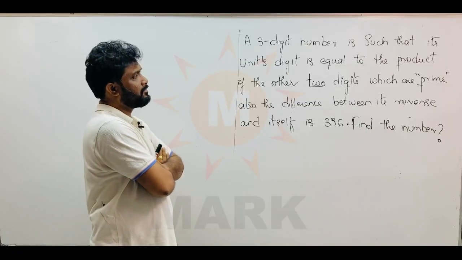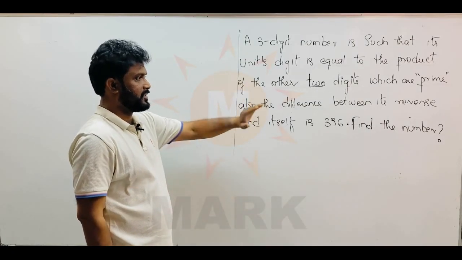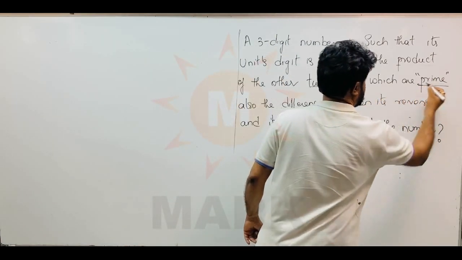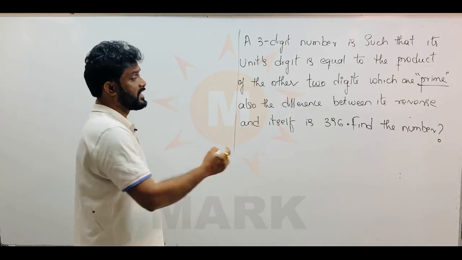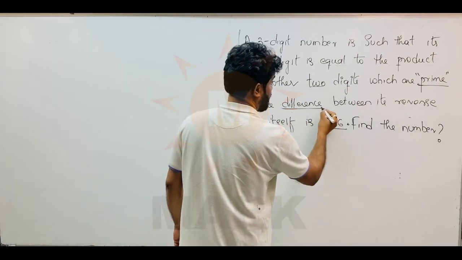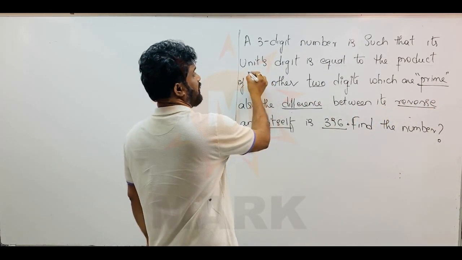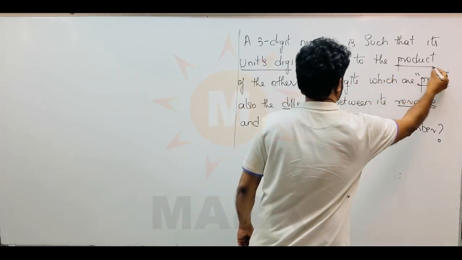A 3-digit number is such that its units digit is equal to the product of the other 2 digits, which are prime numbers. This is very, very important. Which are prime numbers. Also the difference between its reverse and itself is 396. Difference between reverse and itself is 396, and units digit is equal to product of the other 2.